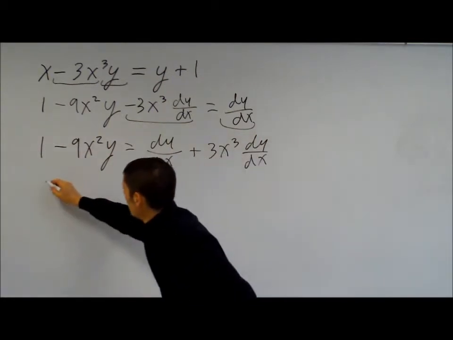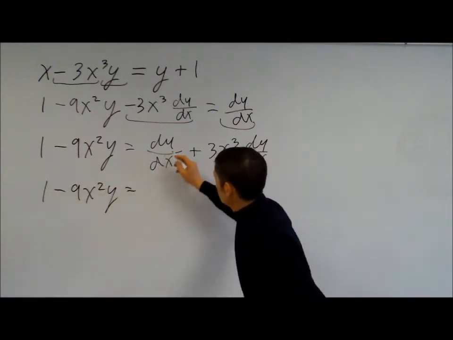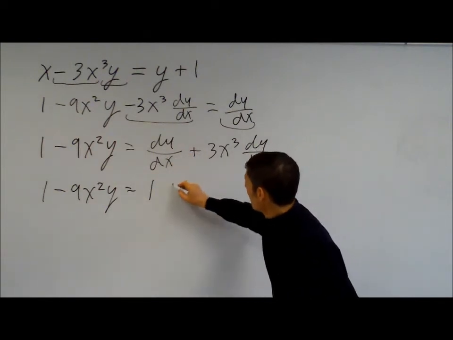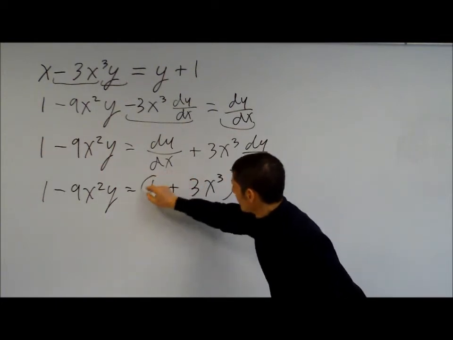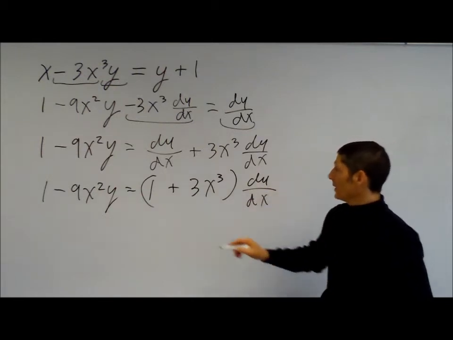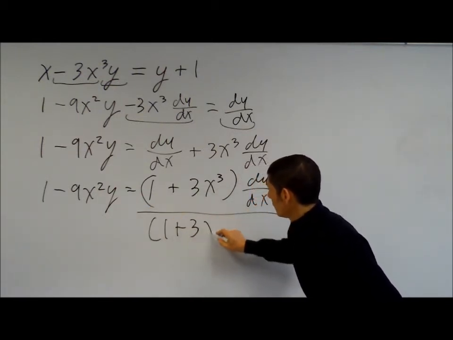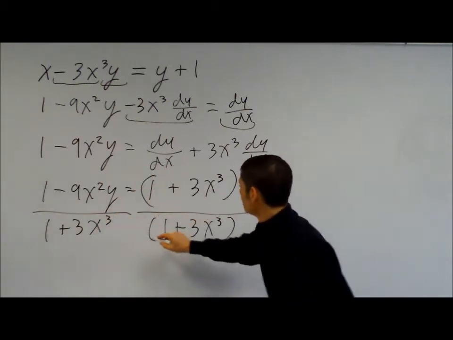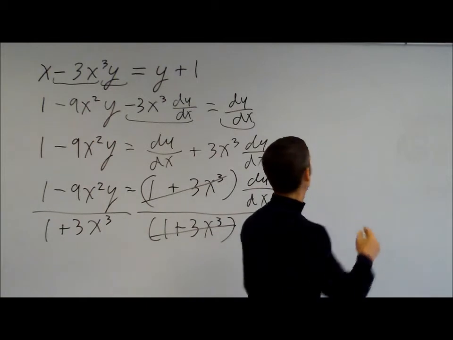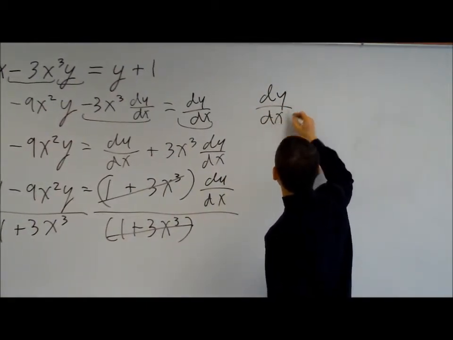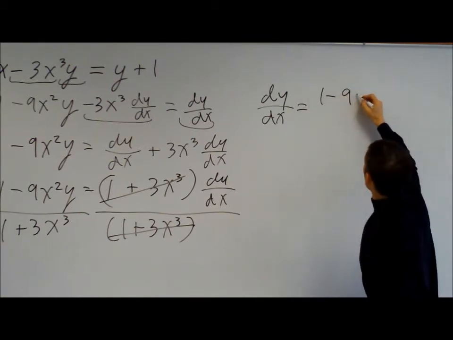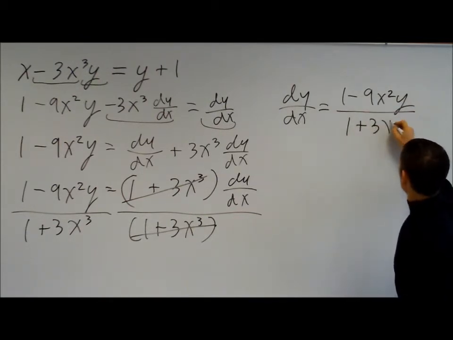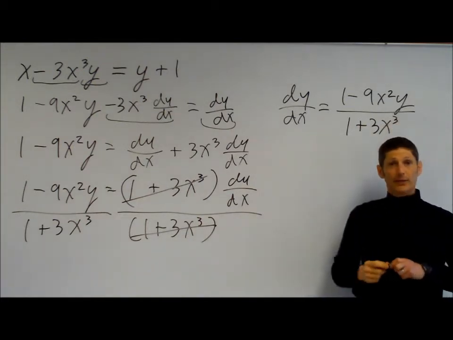And I just factor it out. 1 minus 9x squared y equals, factor out dy/dx from this guy. Common mistake. What should I put here? A 1. Thank you, Ms. Stewart. Plus 3x cubed. I factored out the dy/dx. And then finally, I just divide both sides by this whole guy, 1 plus 3x cubed. And should I rewrite the final answer? You got me over here, I've gotcha. dy/dx equals, what do I have on top there? 1 minus 9x squared y. And on the bottom I have 1 plus 3x cubed. And that is it. That is my final answer.